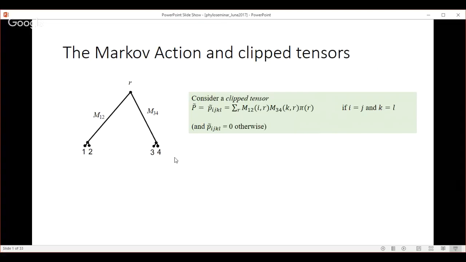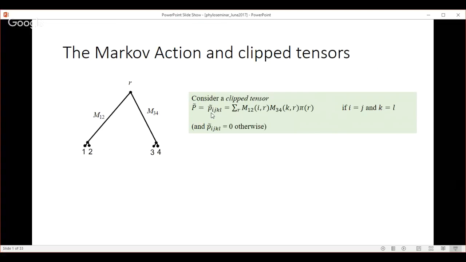So I've got this tree over here on the left, and I've got just the internal structure of the tree, and I've drawn these little stubs here to leaf 1, 2, 3, and 4. But we're really imagining that these edges in here are length 0, so there's been no chance for evolution to occur to make 1 and 2 different from each other, or to make 3 and 4 different from each other. And so we're going to get what we call a clipped tensor.